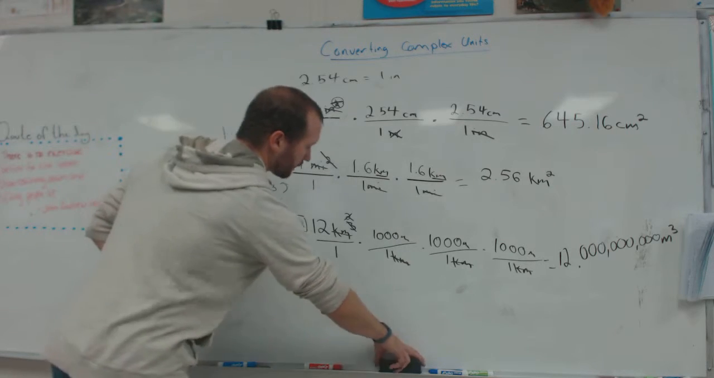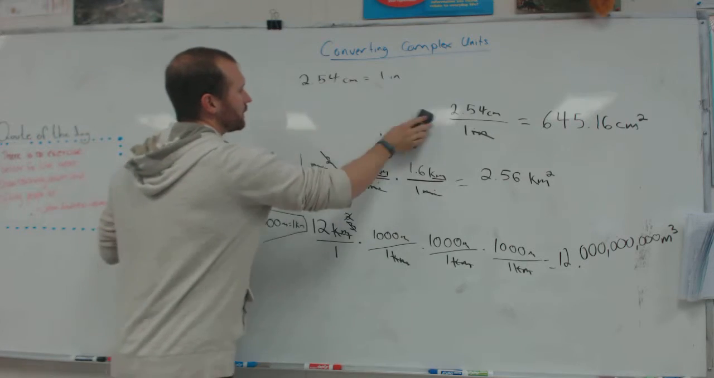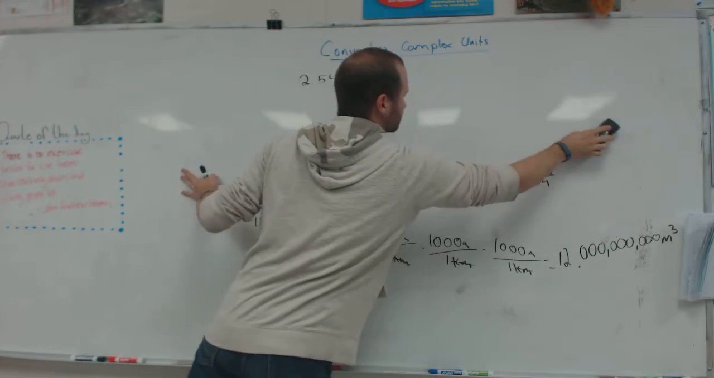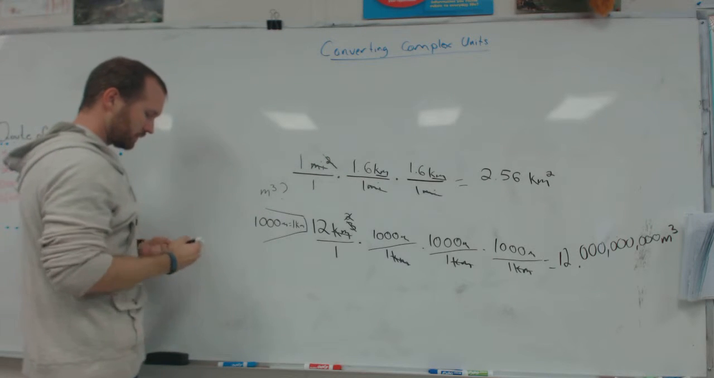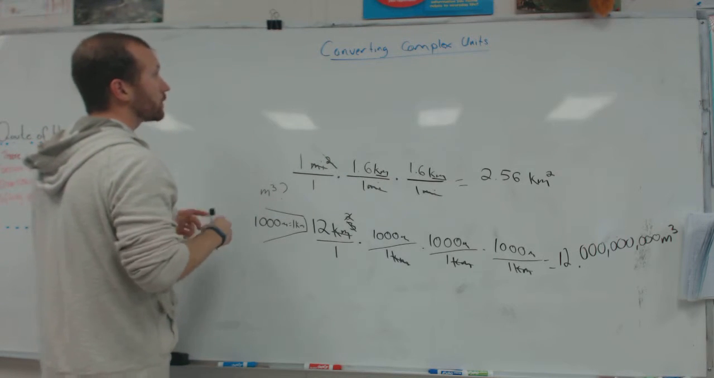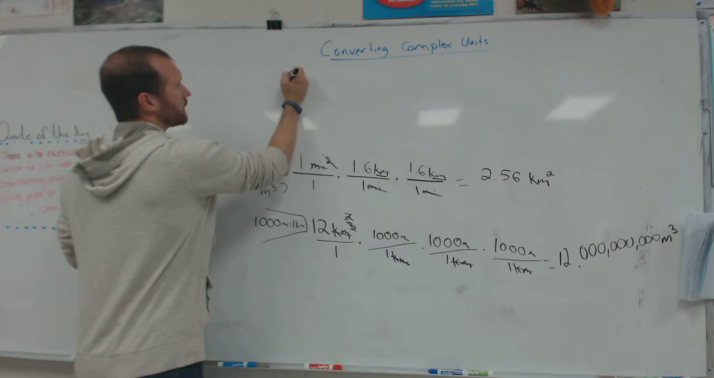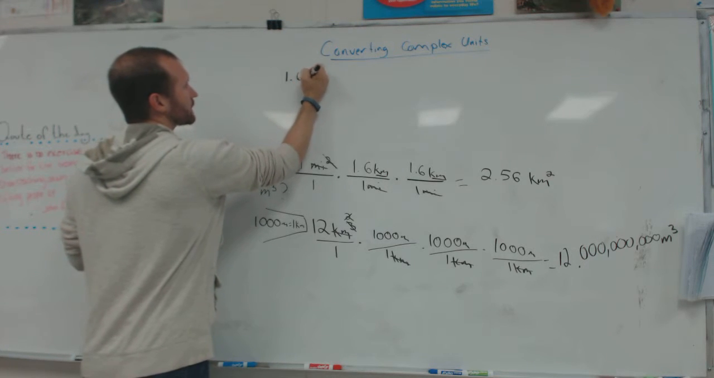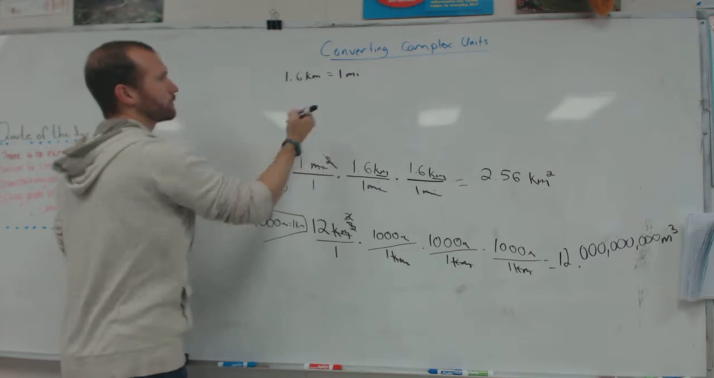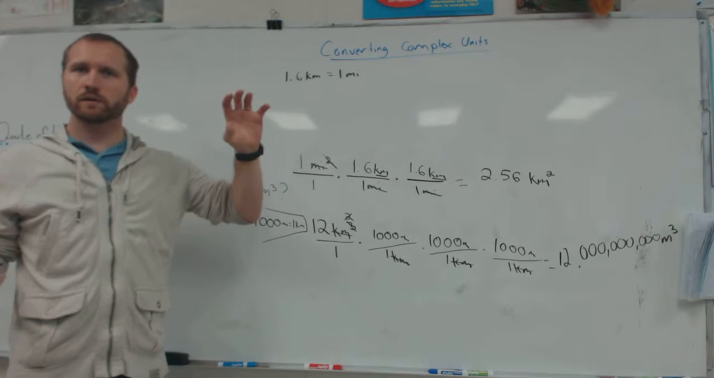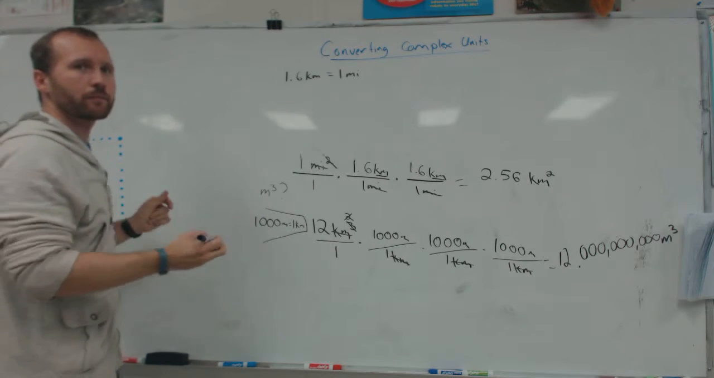Okay. That's for cubic and square units. The other thing you may see is converting something like miles per hour. So let's remember that 1.6 kilometers equals 1 mile. Okay, that's on your little conversion bank. Are we going to have a conversion bank all the time? Yeah.